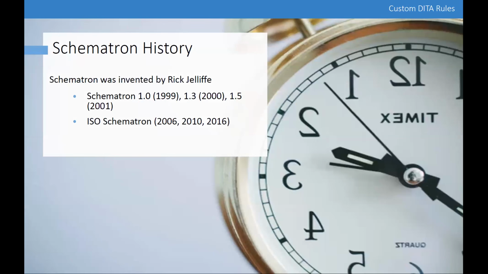Here's a little bit about the Schematron history. It was invented by Rick Jelliffe, and it started in 1999. Then there were some important releases, 1.3 in 2000 and 1.5 in 2001. Starting with 2006, it became an ISO Schematron standard. And there were some minor changes in 2010 and 2016.